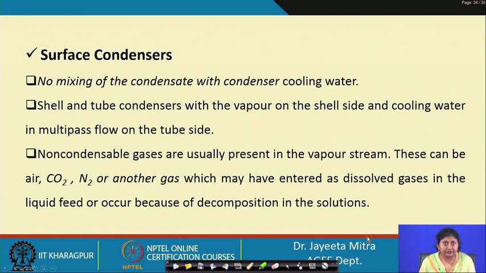So, coming first to the surface condensers, no mixing of the condensate with the condenser cooling water is done, because there is a heat exchange surface across which the heat is being transferred. Shell and tube condensers have the vapor on the shell side and the cooling water in multi-pass flow on the tube side. Okay. So, that is one case. We will discuss heat exchangers in detail in other chapters.